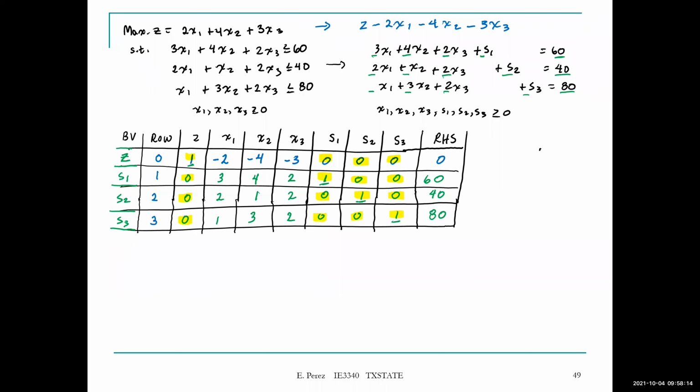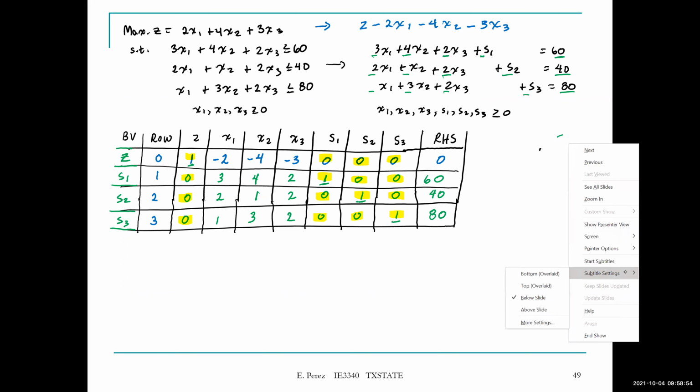So we have the initial Tableau. So the question now is, is this an optimal solution? As we learned, we're going to look at row 0 and see if there are any negative coefficients in row 0. The answer is yes. In this case, we have 3 negative coefficients: -2, -4, -3. In order for us to decide which one is going to give us the best improvement, we're going to look at the negative coefficient with the highest value. So in this case, that's -4.